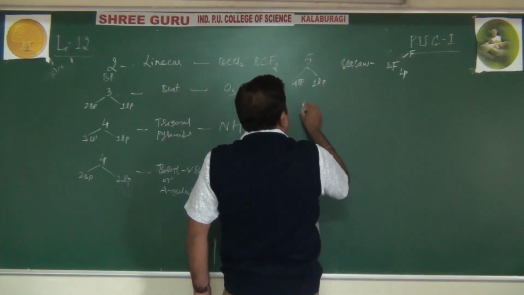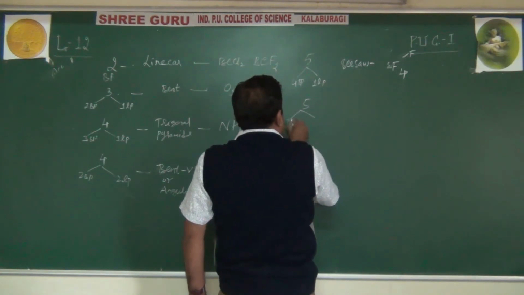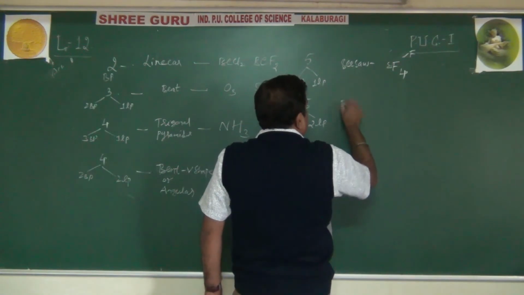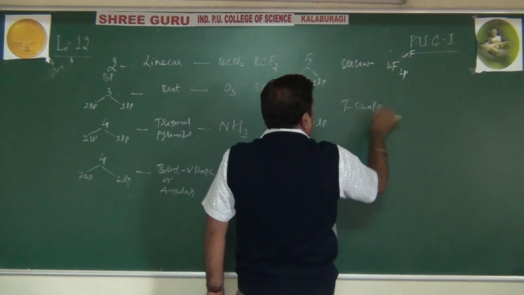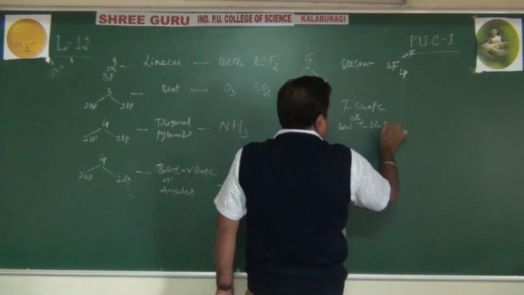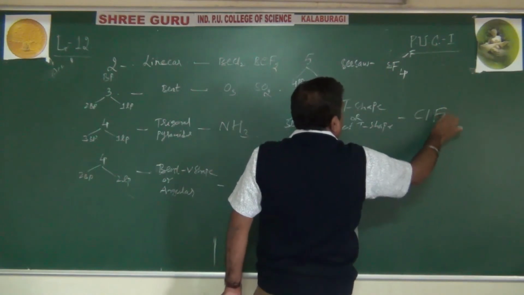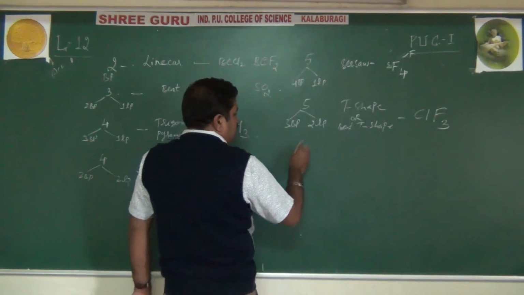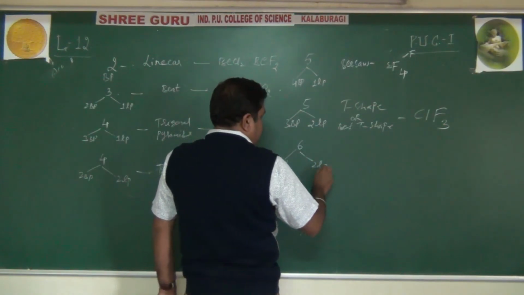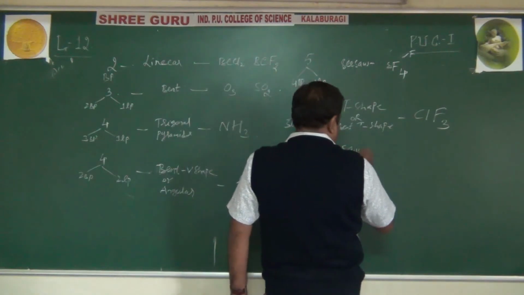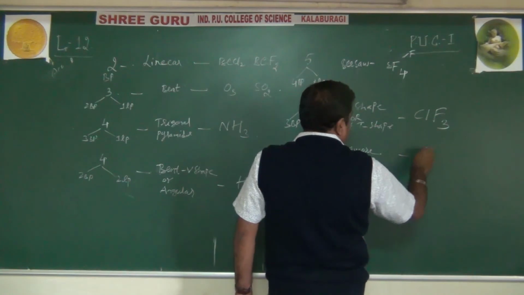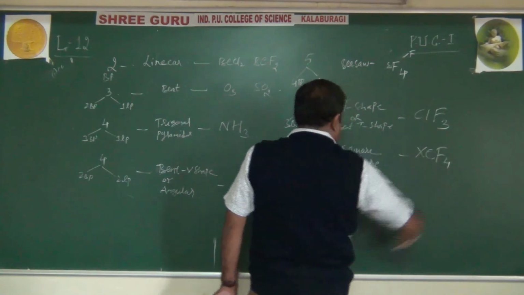Right. Then in 5 only, 3 bonding pairs, 2 lone pairs. It is T shape or bent T shape also. Best example ClF3, chlorine trifluoride. Then 6: 4 bonding pairs, 2 lone pairs. Okay, square planar. Best example, xenon tetrafluoride.